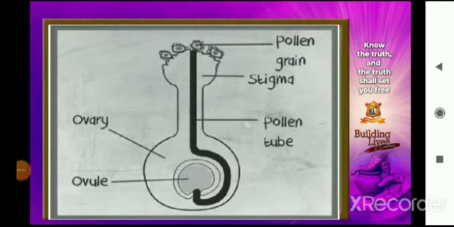In this picture, you can see clearly the pollen grains, stigma, pollen tube, ovule and ovary. Okay?